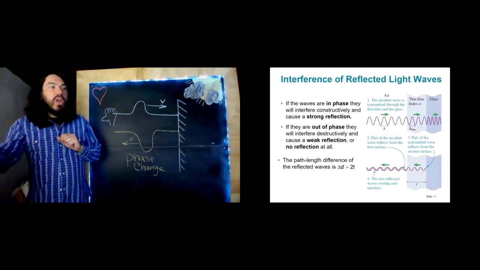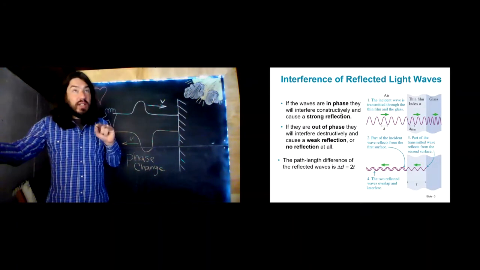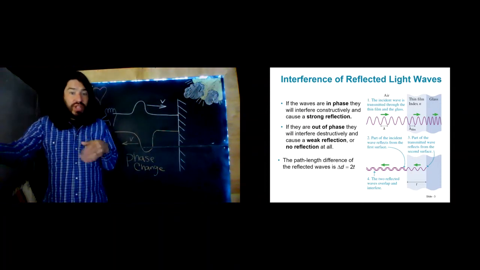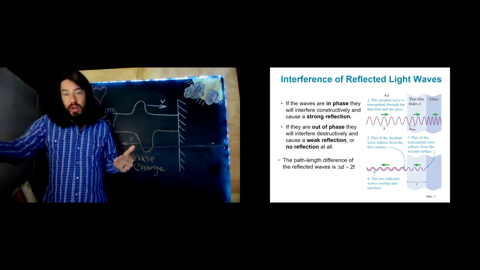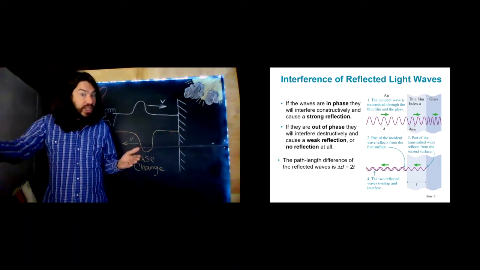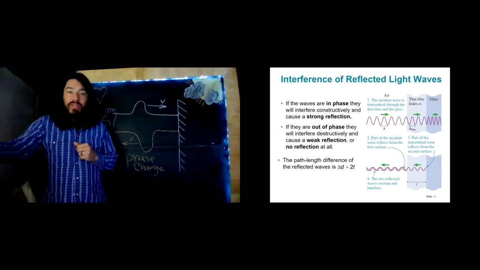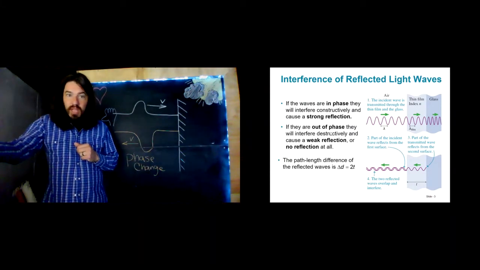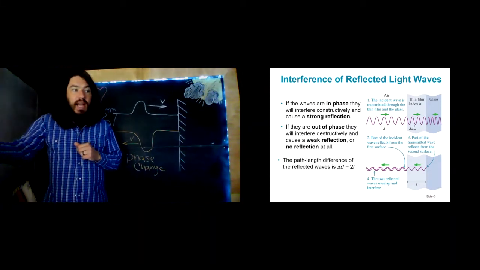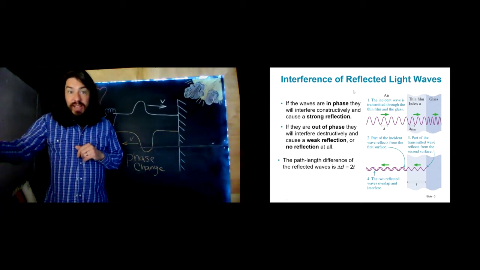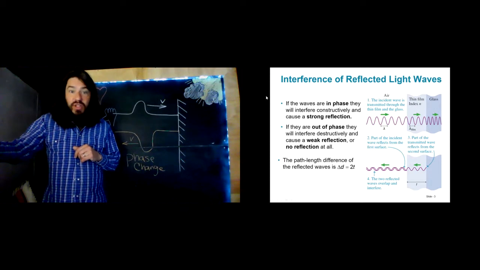Okay, so if the two reflected waves are in phase, we get a strong reflection, and that is constructive interference, and we see a strong reflection at that wavelength. However, if the two reflected waves are perfectly out of phase, then we end up with destructive interference, and we will see a dark color or something that's just not bright.